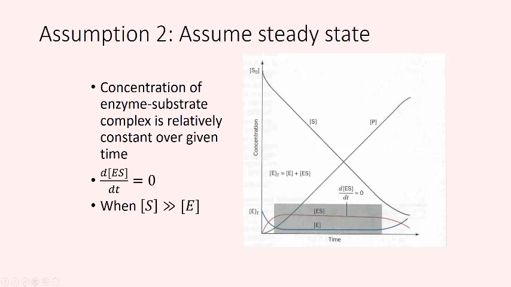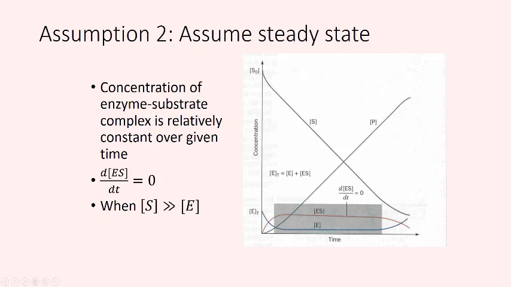However, if we look at what happens to the ES and the enzyme without substrate, initially the amount of enzyme without substrate is very sharply going to drop off, and the concentration of ES is going to sharply increase until it eventually flattens out. And so the steady state assumption has to do with the fact that ES is flattening out and staying constant.